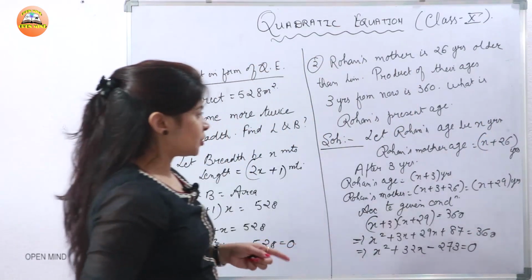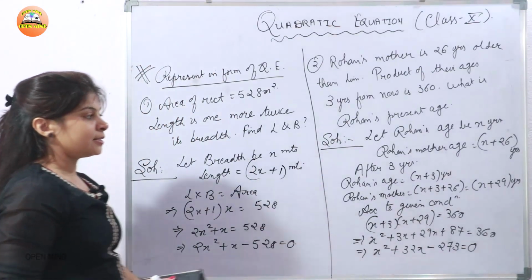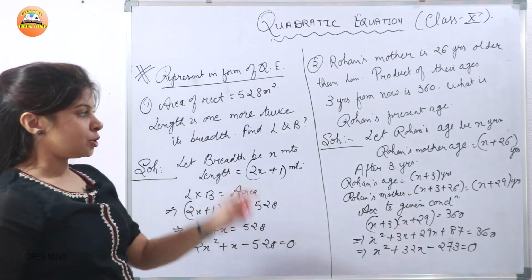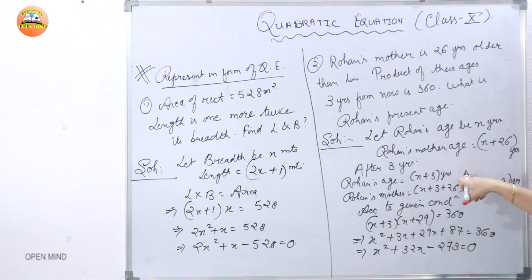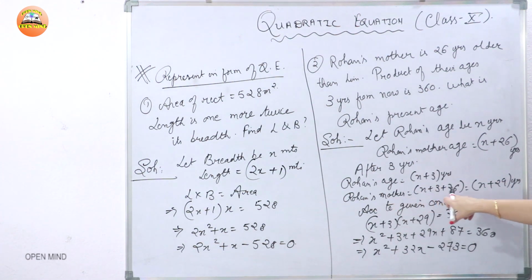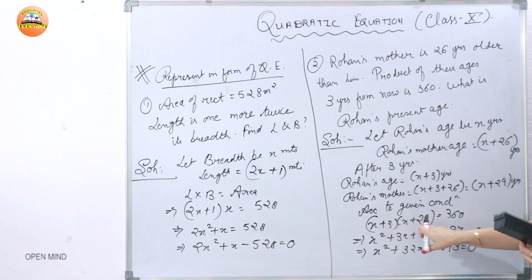So did you understand the question? Let Rohan's age be x years. Her mother was 26 years older than Rohan, so she will be x plus 26 years. After 3 years, Rohan became x plus 3. Rohan's mother, x plus 3 plus 26, which gives you x plus 29 years. Now, according to the given condition, product means multiplication. So x plus 3 into x plus 29 is 360. You solve the equation, and we get it in this form: x square plus 32x minus 273 is equal to 0.